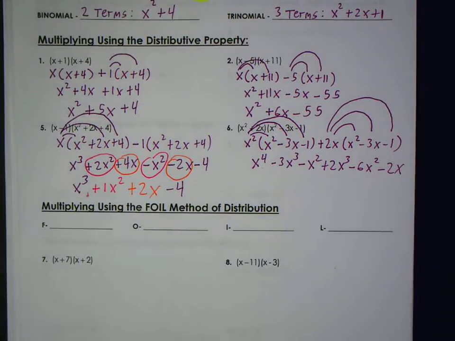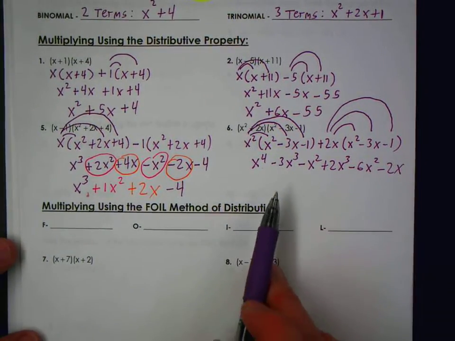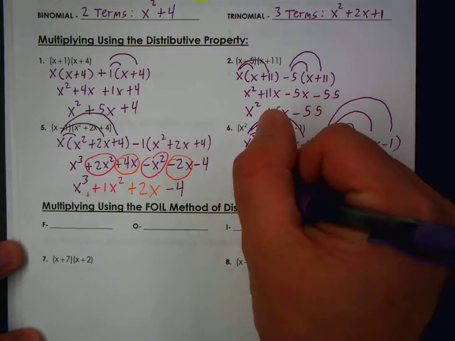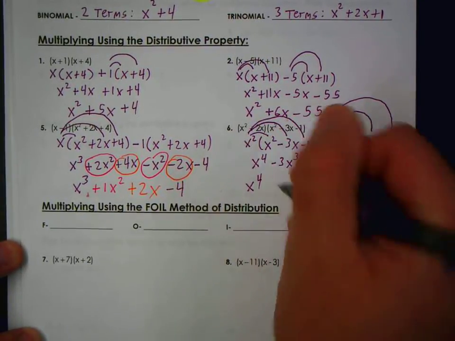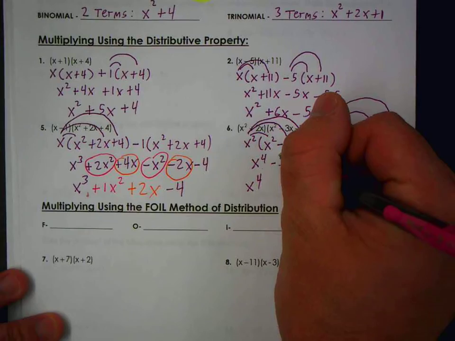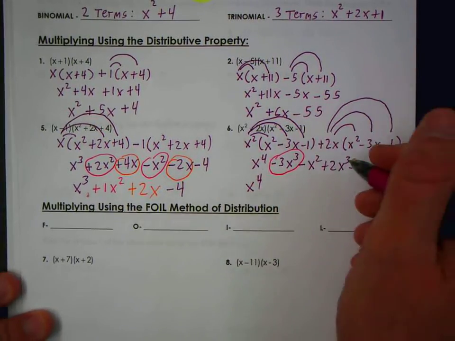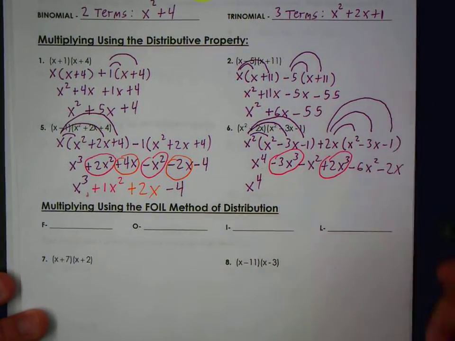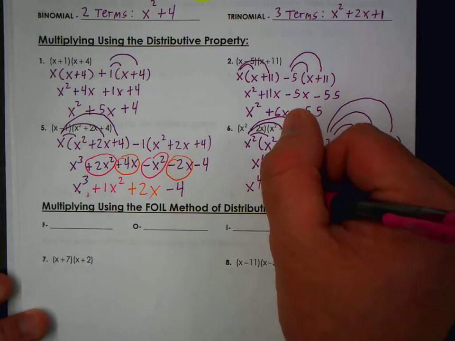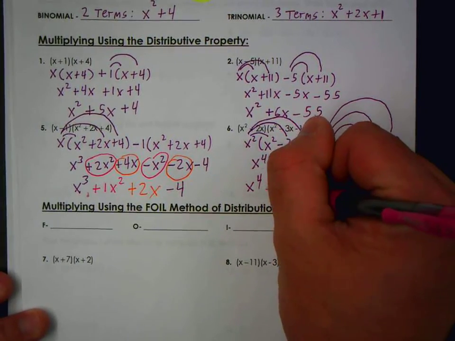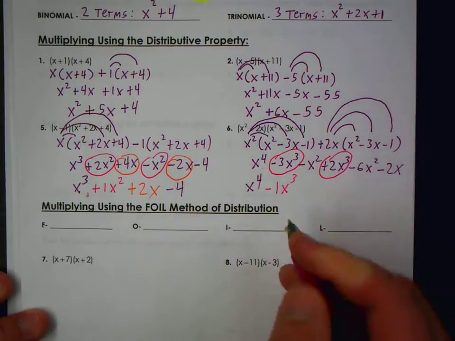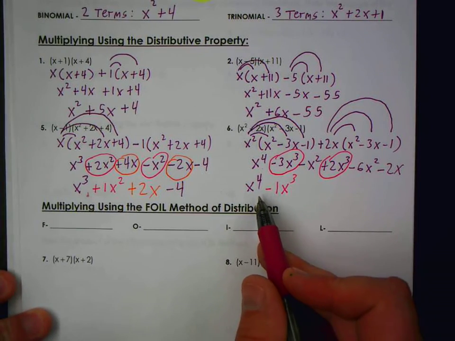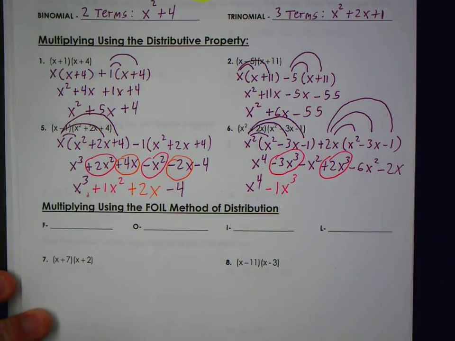Combine like terms and put in standard form. Highest degree, x to the 4th. X cubed, I have this one and I have this one. Negative 3 plus 2 is negative 1. Remember, you don't have to actually put the 1. You could just put minus x cubed, same thing.